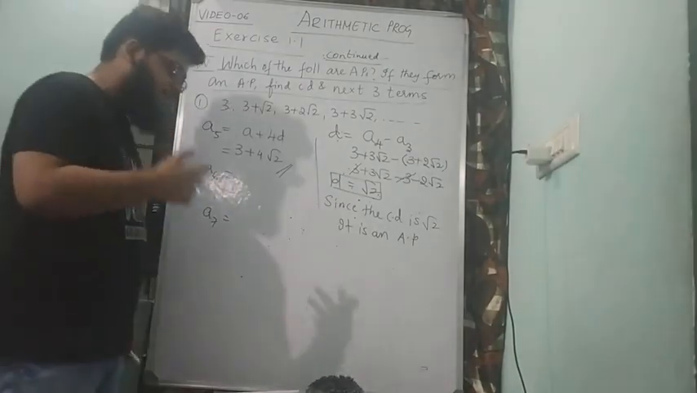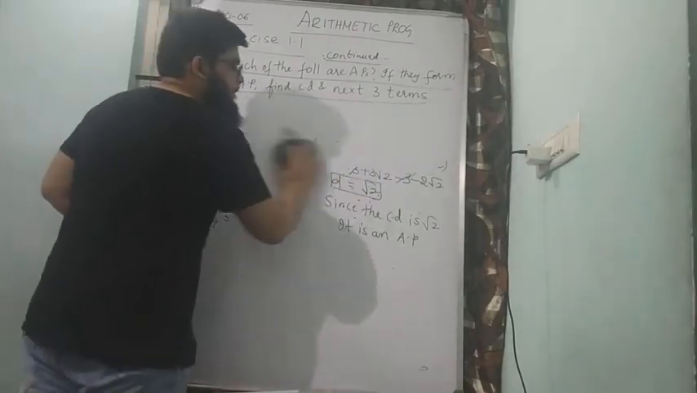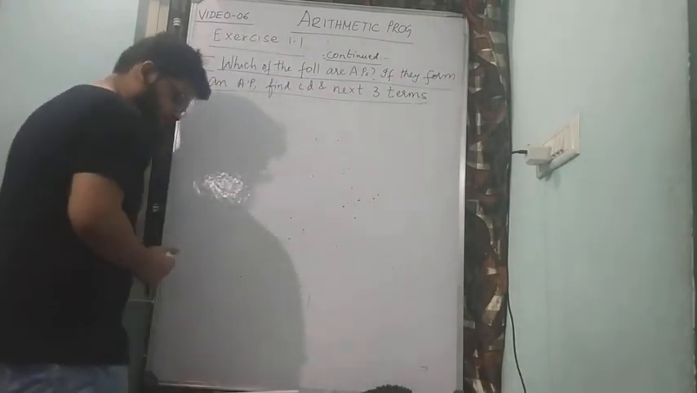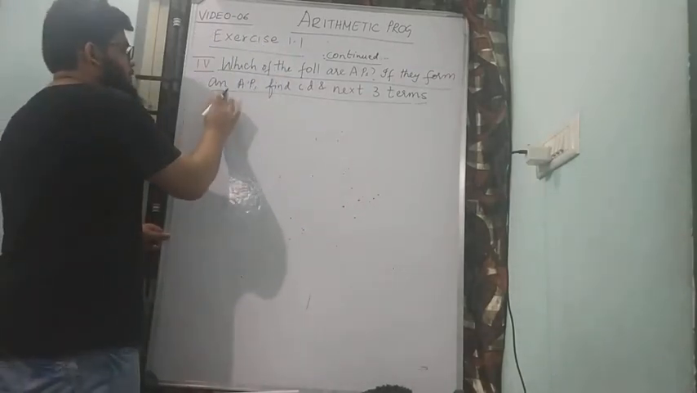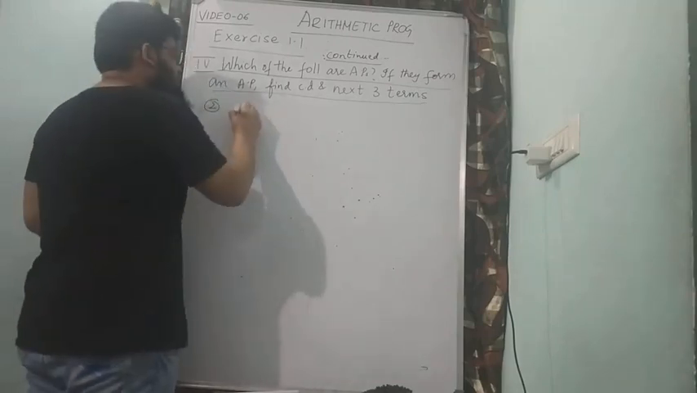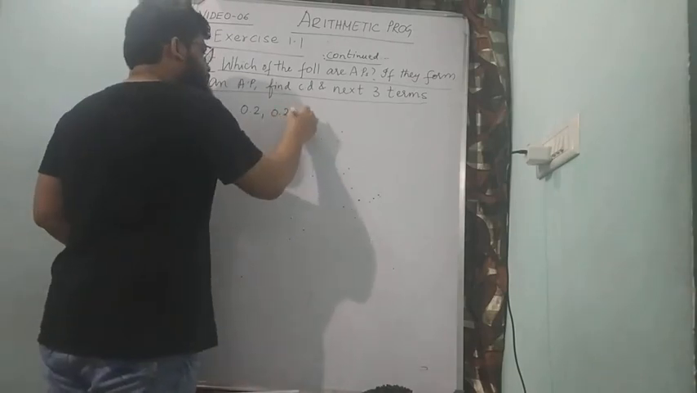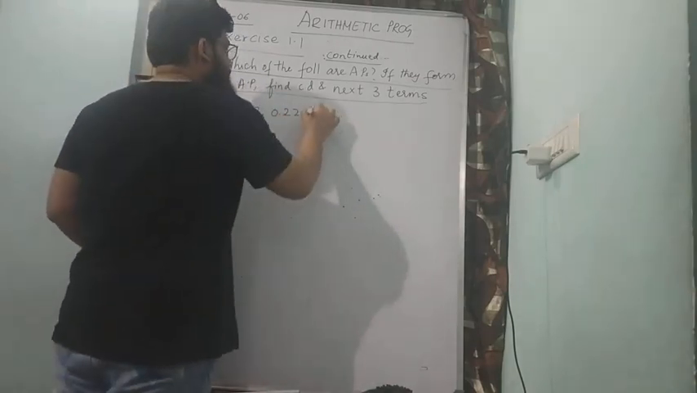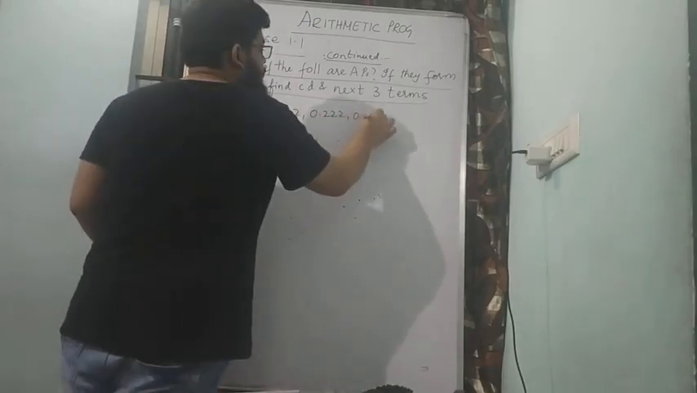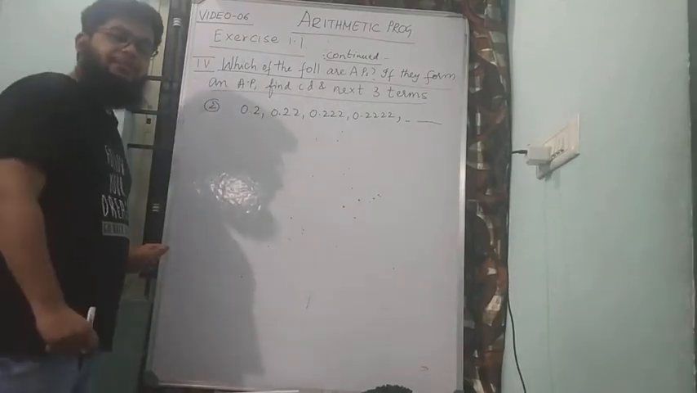So we have completed one question. Let me go to the other one. Okay, so next question, I will write as question number 2 of today's class. 0.2, 0.22, 0.222, 0.2222, etc. Let us first prove if this is AP or not.